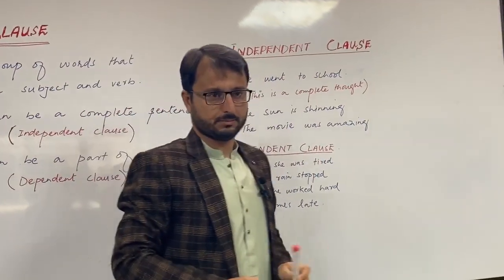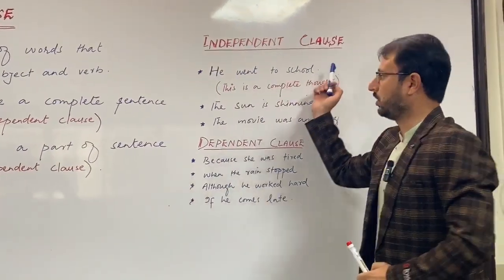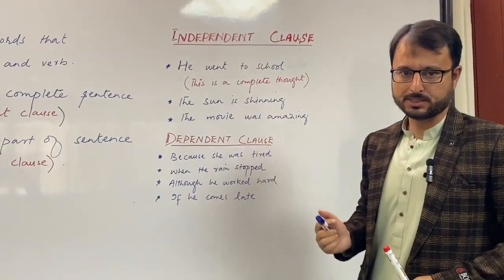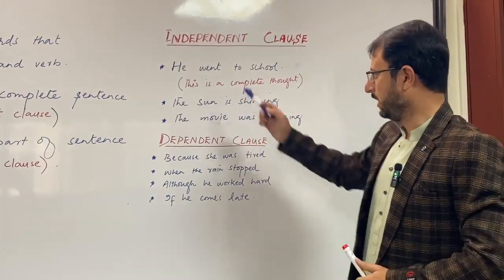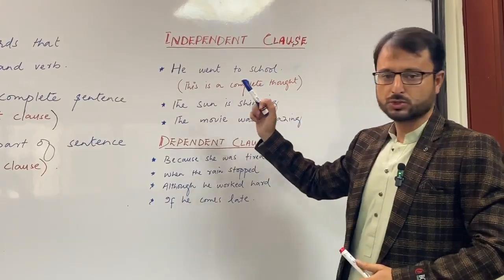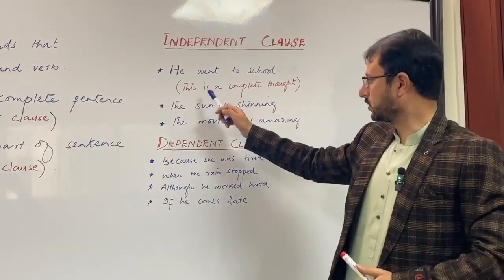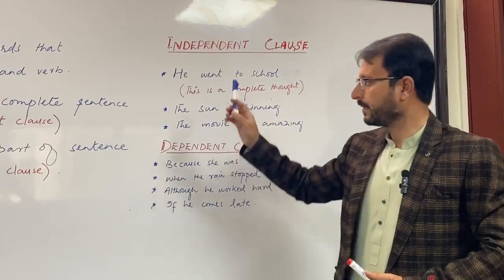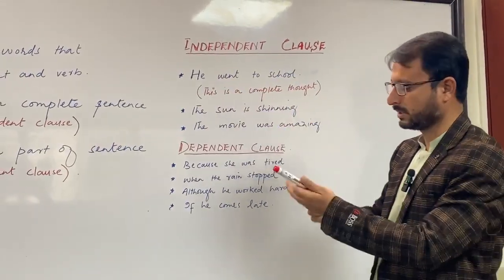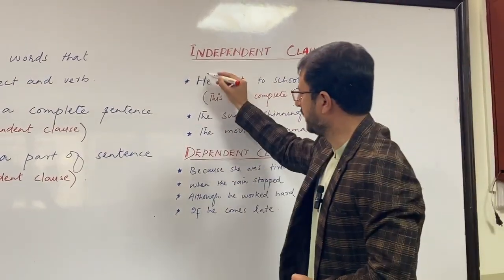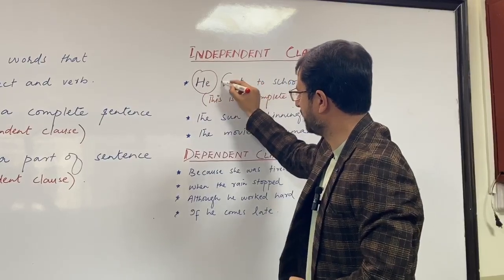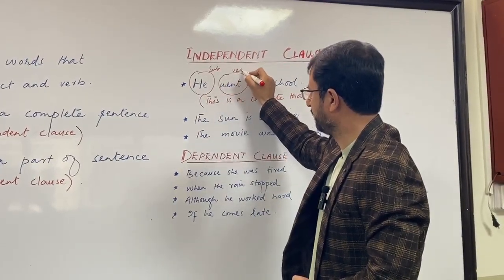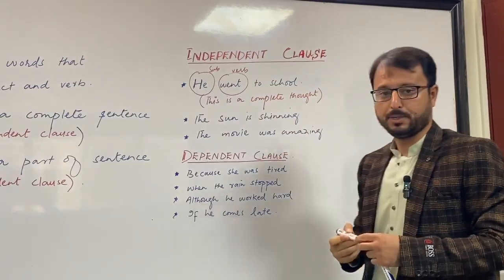Let me give you some of the examples. Independent clause, we can also call it a sentence because it gives us complete sense and complete meaning. Like he went to school, wo school gaya. He went to school. This is a complete thought. It gives us complete sense. This is known as independent clause. As I said earlier, it has a subject and it has a verb, and it gives us a complete sense.